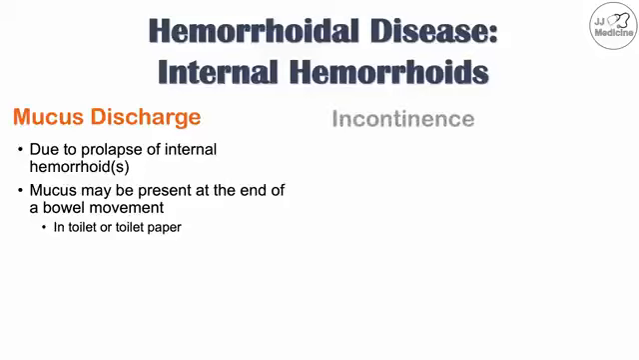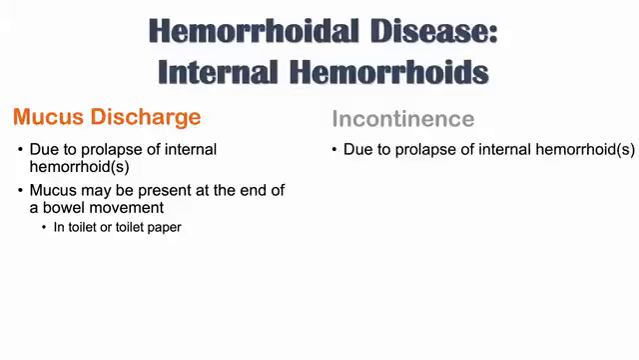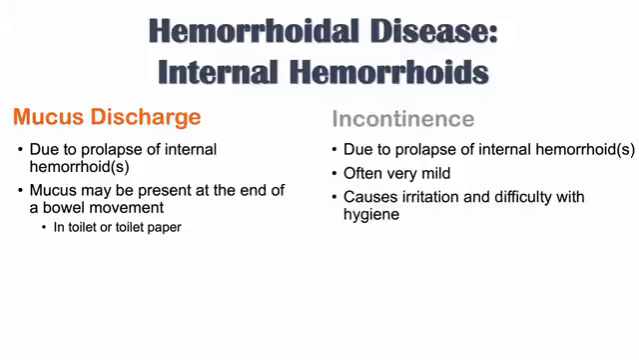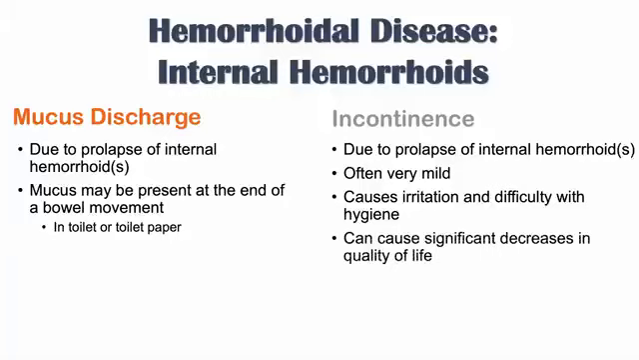And I alluded to this before, but another symptom of internal hemorrhoids is incontinence. And again, this is due to prolapse of an internal hemorrhoid. Again, this interferes with the patient's ability to have normal fecal continence. Oftentimes, the incontinence is very mild, although it can be more problematic for some patients, and it causes irritation and difficulty with hygiene. And it can cause significant decreases in quality of life. So even though it's maybe mild, it can lead to issues with quality of life.